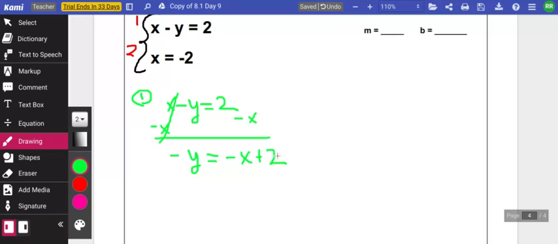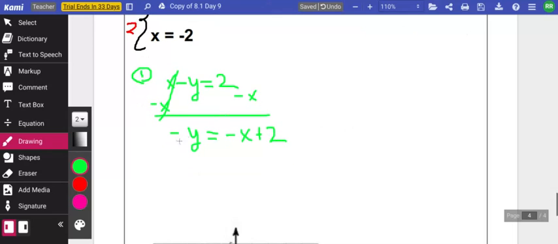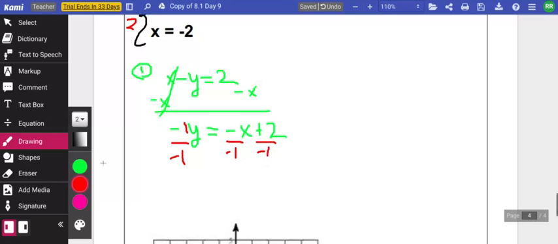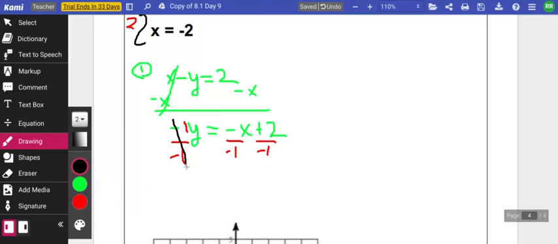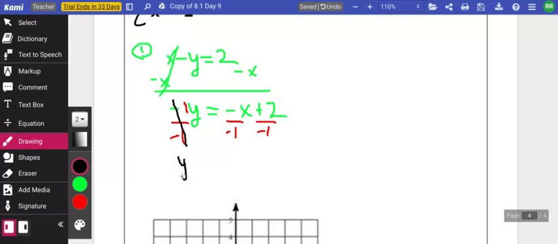Is this slope-intercept form yet? Should say no, right? This is negative y, or you could say negative 1y. And so to solve for y, we divide every term by the number in front of y, which is negative 1. Divide by negative 1. These negative 1's simplify to 1y or simply y.